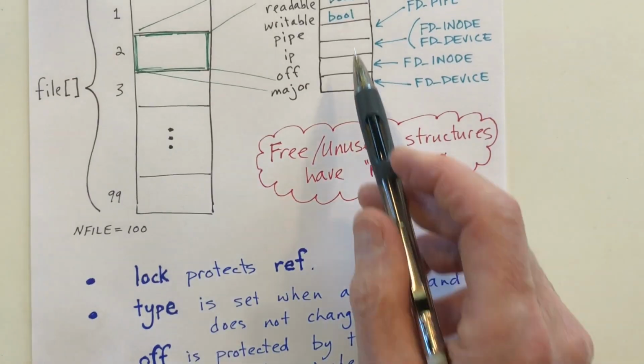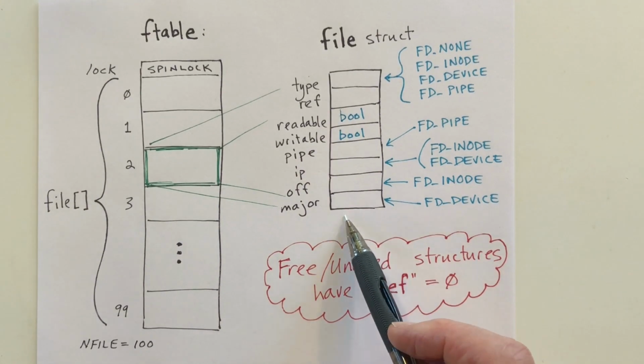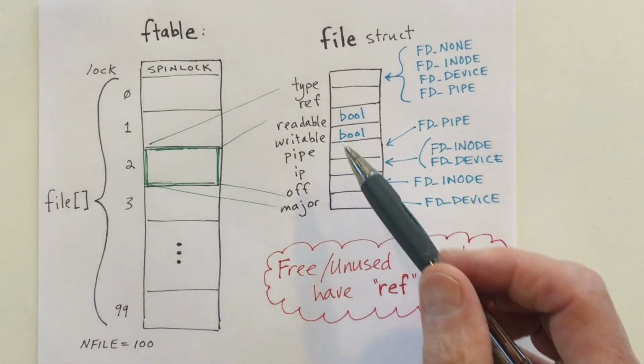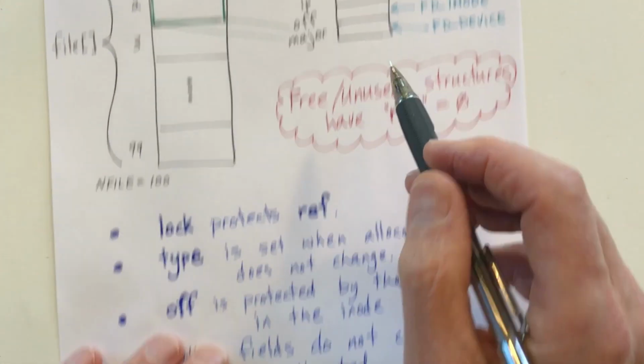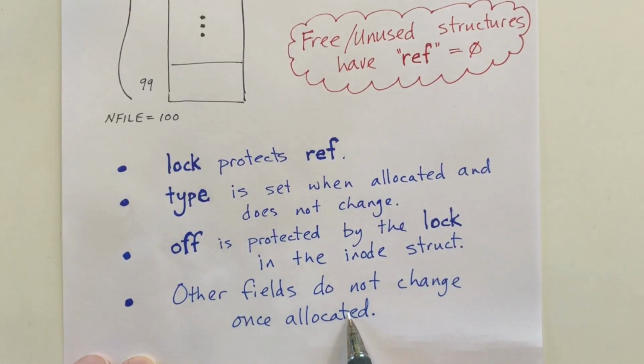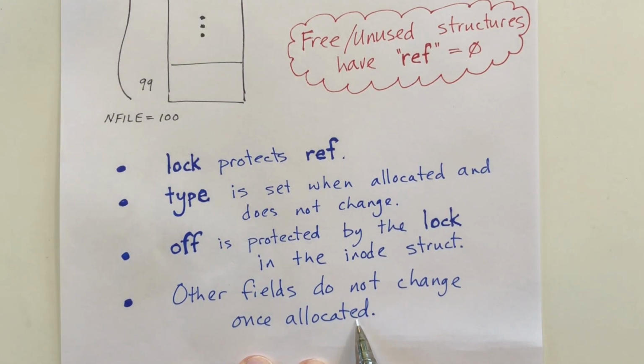And the other fields in this structure don't change. They're initialized when the structure is allocated, and they don't change. So therefore, they don't need a lock. So the other fields do not change once the file structure is allocated and the reference count goes from 0 to 1.